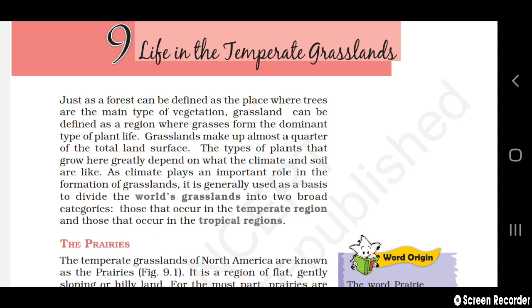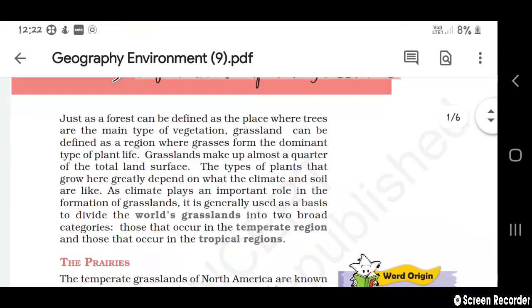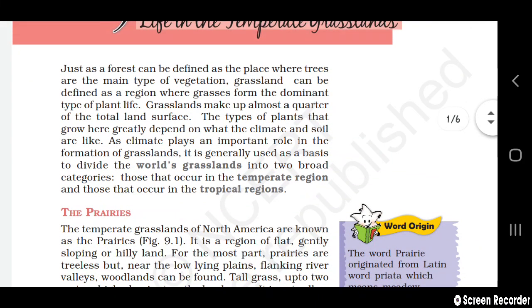One is the temperate region and the other is the tropical region. These are two broad grasslands: the grassland that occurs in the temperate region, and the other grassland that occurs in the tropical region. These are the two divisions of the world's grasslands.